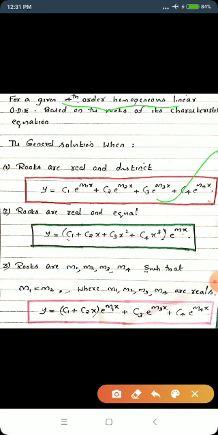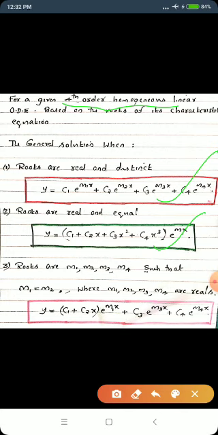Case 2, when the roots are real and equal, that means we have 4 roots, let them be m1, m2, m3, m4, such that m1, m2, m3, m4 are equal. We can call this by a small letter m. Then the solution of this fourth order homogeneous linear ODE is y equal to c1 plus c2x plus c3x square plus c4x cube, times e raised to mx.